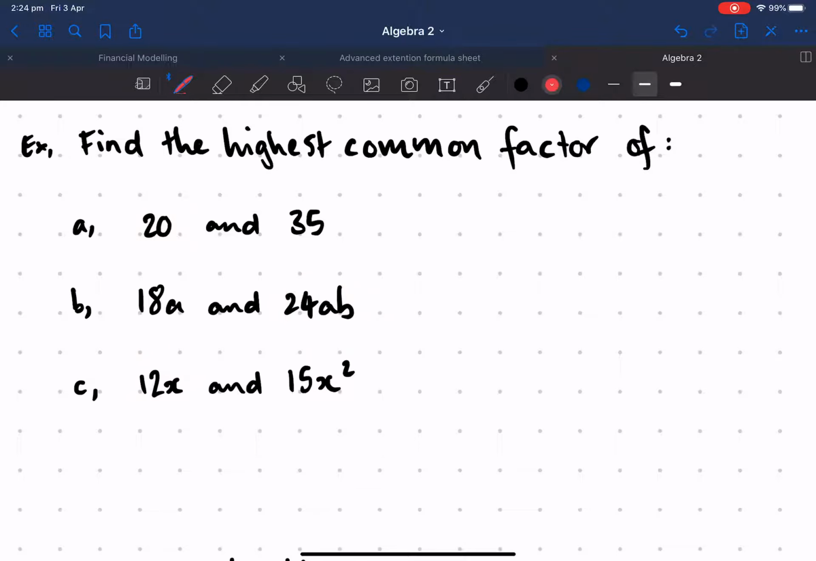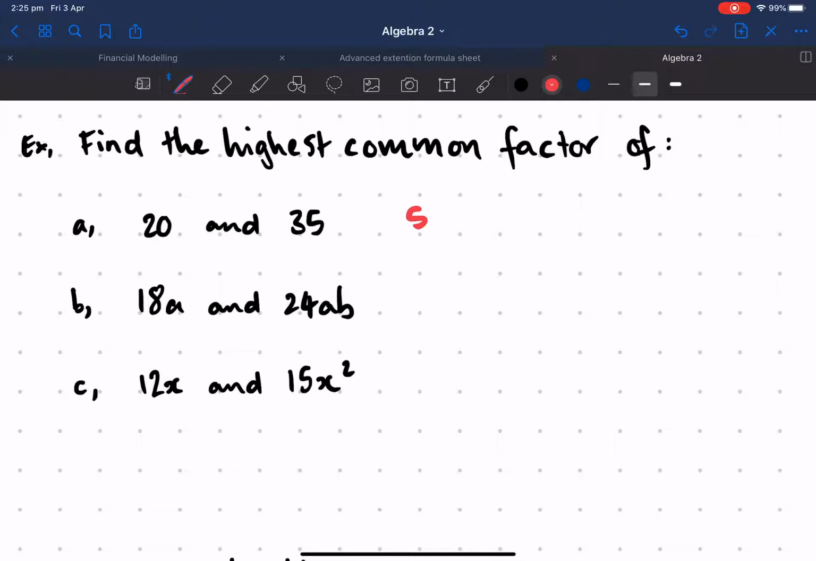Okay, so the highest common factor of 20 and 35. We're saying what's the biggest number that's going to multiply nicely into both 20 and 35. Okay, so I've been talking all day, I've got a bit of hiccups, so if you keep hearing that, I do apologise. Biggest number, hopefully you can spot, is going to be 5. That's the biggest number that goes into both 20 and 35.